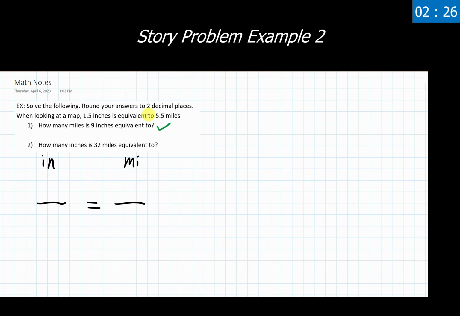Now, with this problem, I'm still told 1.5 inches is equivalent to 5.5 miles. So I need to figure out, am I going to put this equivalency in the numerator spot or the denominator spot? And I'm going to put it in the numerator spot because it was given to me first. So I have 1.5 inches, I have 5.5 miles. These things are equivalent and they're in the same spot in the fraction here.